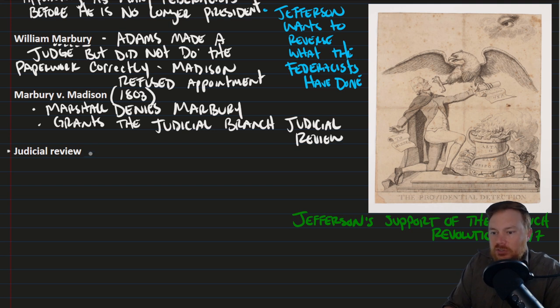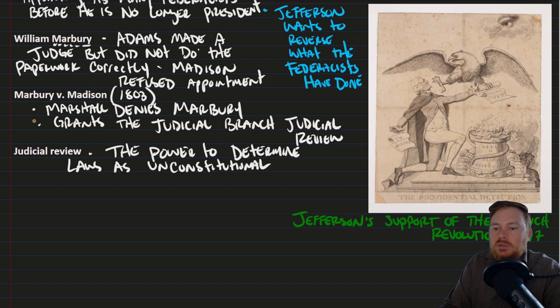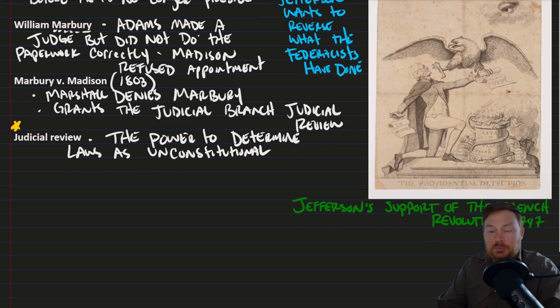And judicial review is essentially the power to determine laws as unconstitutional. And judicial review, a very important principle as far as the separation of powers are concerned. When we think about the Supreme Court, the most powerful thing the Supreme Court can do is judicial review. That is to take a law that was passed by Congress and determine, does this follow the Constitution?